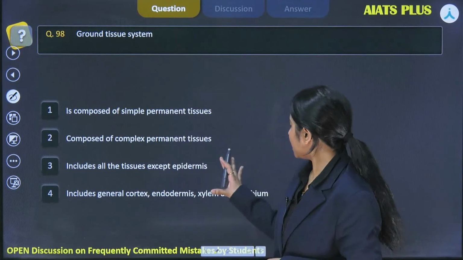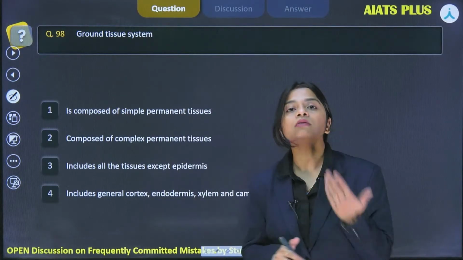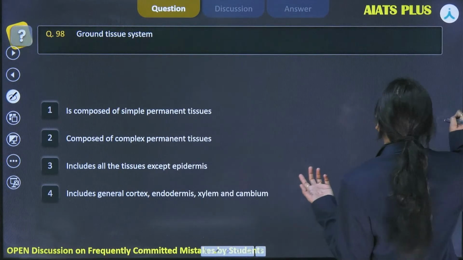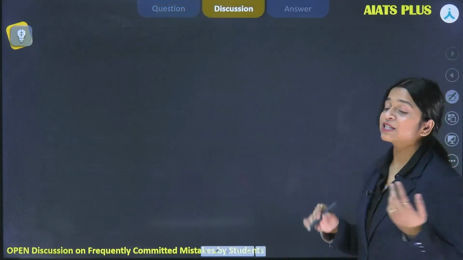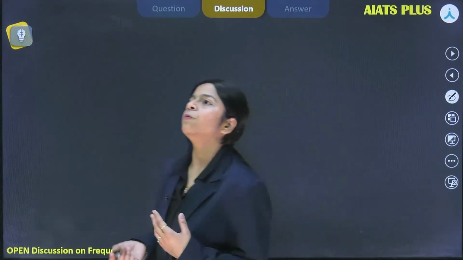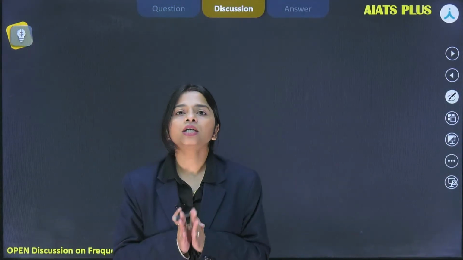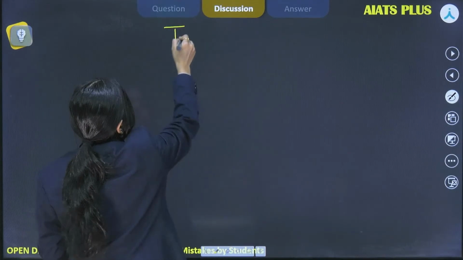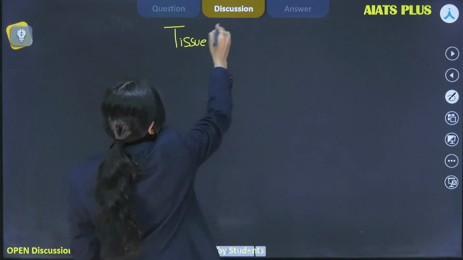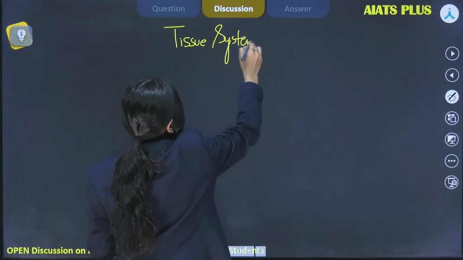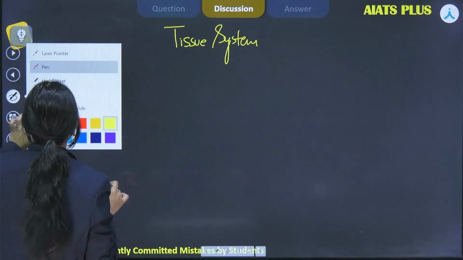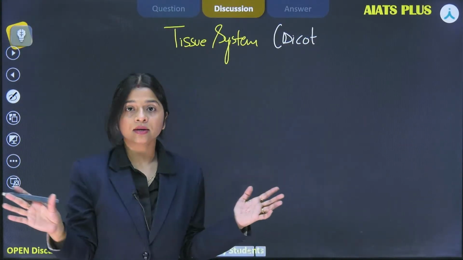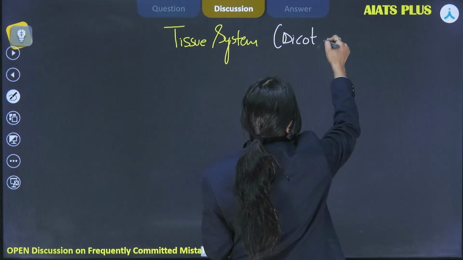Before coming to these options, we need to understand tissue system in brief again. Because, again I am telling you, this is not the discussion of the questions only, it is also the discussion of the related concepts. So I will be discussing the tissue system with the help of dicot stem, because it comprises all the parts. So it will be very elaborate and clear to you.